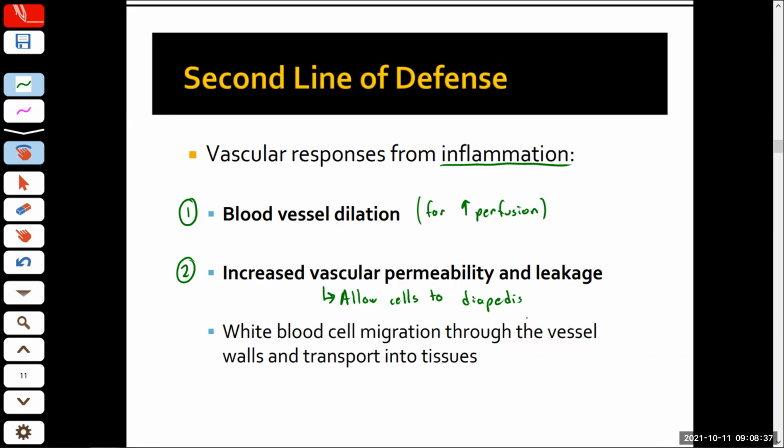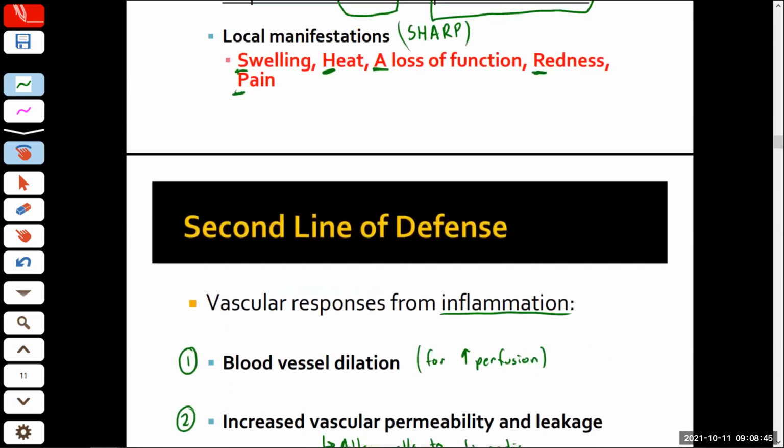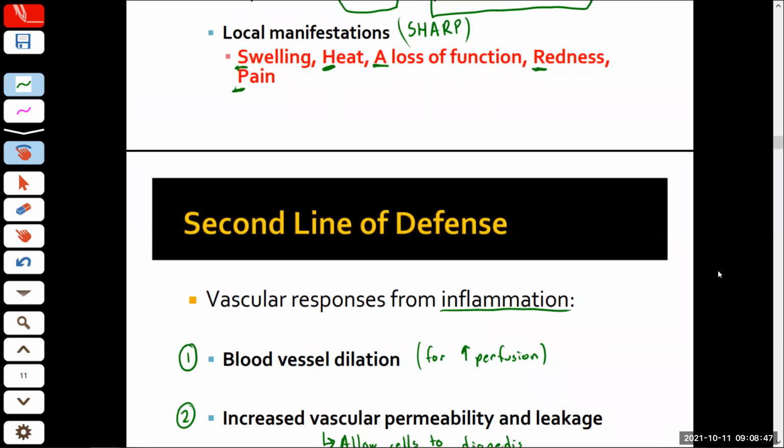Okay, just allow cells to leave the blood vessel. That's what I'm trying to get at. If more things are leaking out of the blood vessel, does that explain swelling? Why are we swelling? What else is leaking out of my blood vessel? Fluid. What about heat? Why would my cut feel hot? Are you warm-blooded or cold-blooded? If you get more blood to the site, it's going to get hot.